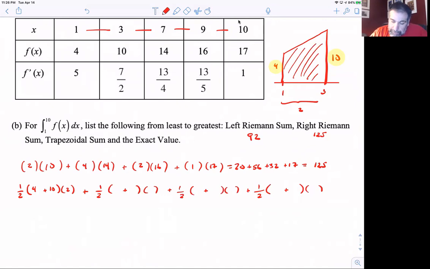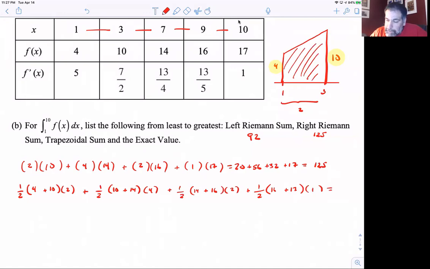In the next interval, our 2 bases will be 10 and 14. And our height this time will be from 3 to 7, and there's that 4 value. The next one, our bases will be from 14 to 16. And our height will be from 7 to 9, which will be 2. And then our last one, our bases will be from 16 to 17. And our height will be 1. Okay, so that will be our trapezoidal approximation.